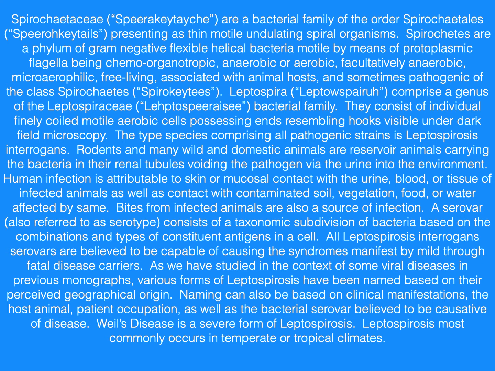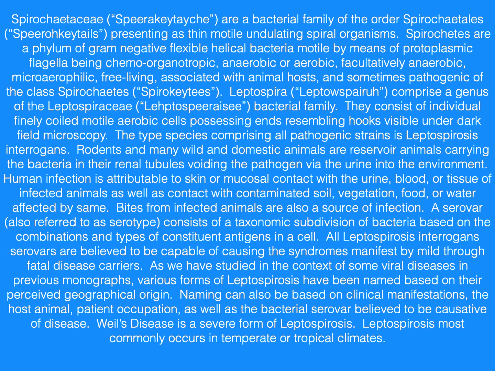Leptospira comprise a genus of the Leptospiraceae bacterial family. They consist of individual finely coiled motile aerobic cells possessing ends resembling hooks visible under dark field microscopy. The type species comprising all pathogenic strains is Leptospira interrogans. Rodents and many wild and domestic animals are reservoir animals carrying the bacteria in their renal tubules, voiding the pathogen via the urine into the environment.